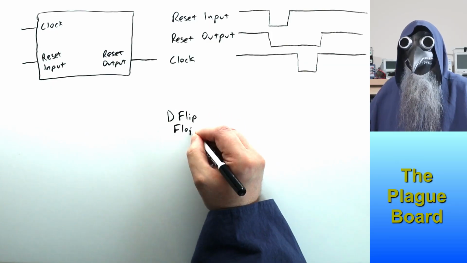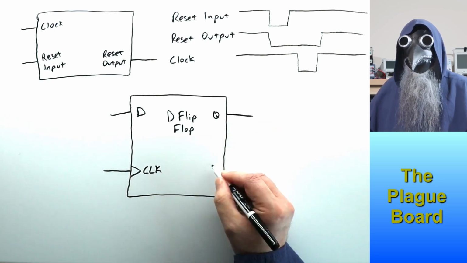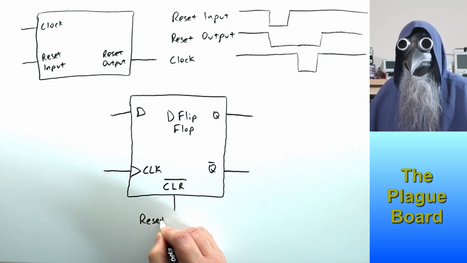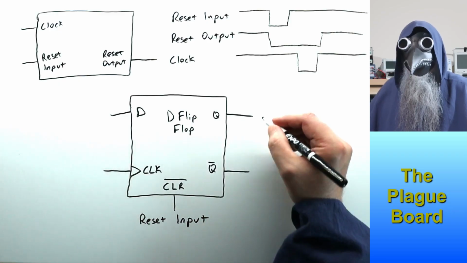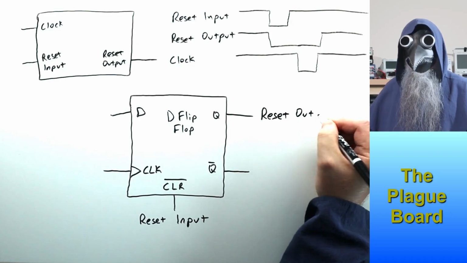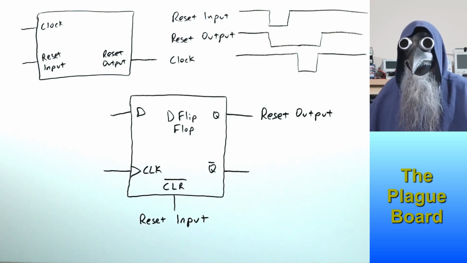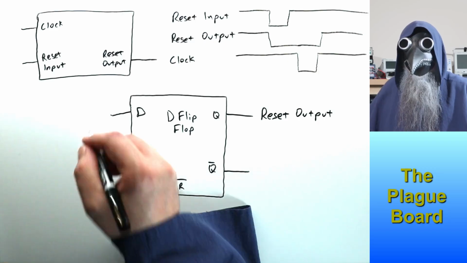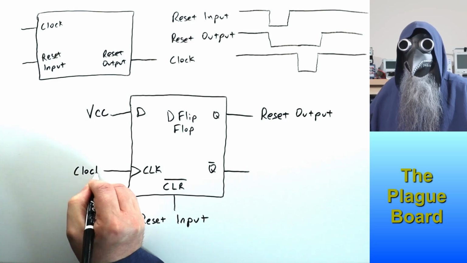I'll bet we could accomplish this with a simple D-style flip-flop that has a clear input. We can just send the reset input signal into the clear pin of the D flip-flop. This will ensure that the output of the flip-flop will be low whenever the reset input signal is low. So we can use the output from the flip-flop as our reset output signal. And if the flip-flop has both inverting and non-inverting outputs, we want to make sure to use the non-inverting output. Then we can just connect the D input of the flip-flop to VCC while connecting the clock signal to the clock input of the flip-flop.